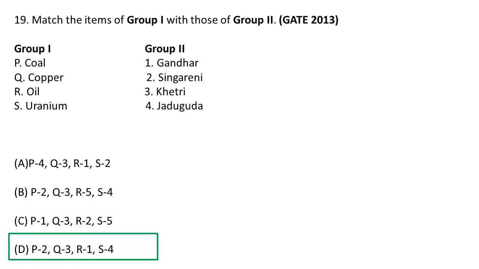So, the correct option is: coal is for Singareni, which is important for coal deposits, and copper is for the K3, and oil you can see at Gandhar, and uranium is seen at Jaduguda.